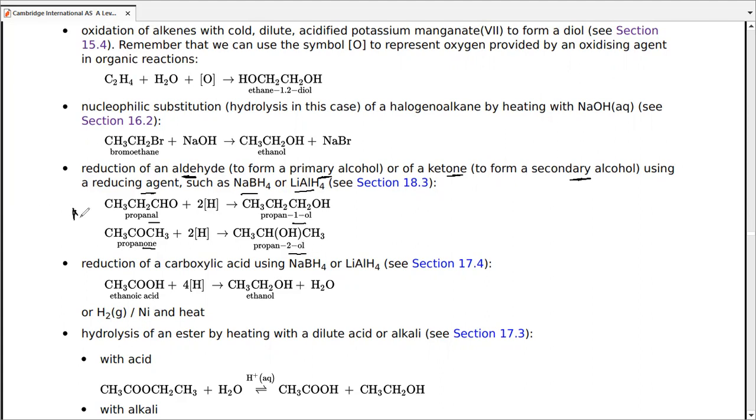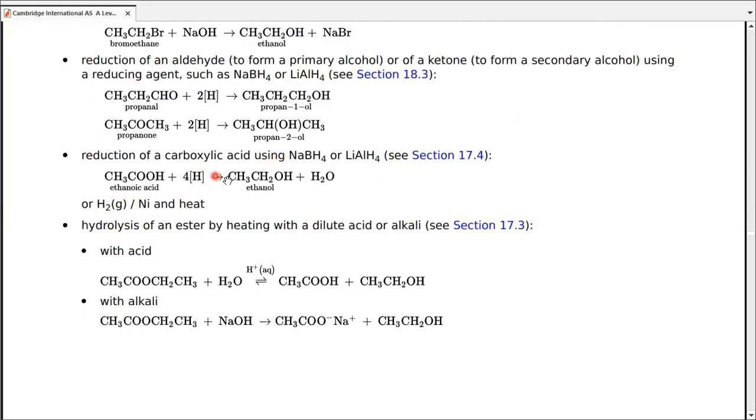Now, when we are using an aldehyde, which we are doing in the first reaction, or a ketone, which we are using in the second reaction, we're producing alcohols. This one is a primary alcohol, and this one is a secondary alcohol, as also stated in the text. Not just that, a carboxylic acid can also be reduced back into alcohol. For example, ethanoic acid, the common carboxylic acid that we have used back in IGCSE, can be reduced by using the same strong reducing agents, NaBH4 or LiAlH4, and converted into ethanol.